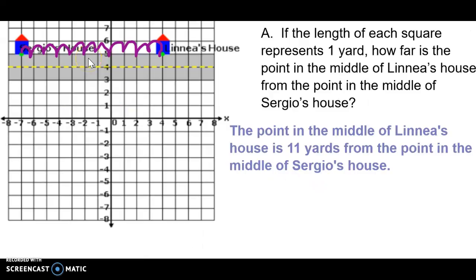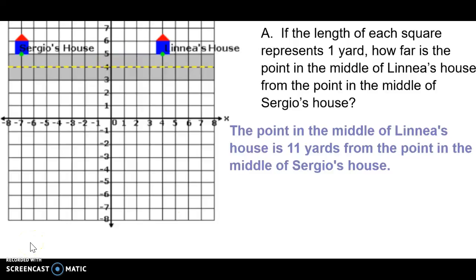So since there are 30 instructional days left until K-Prep, we want to be making sure that we're producing proficient distinguished work at all times. So to answer this question, I have to restate. And with that, I did the point in the middle of Linnea's house is 11 yards from the point in the middle of Sergio's house. The reason I'm doing 11 yards and not 11 units is because they already told us the unit of measurement they wanted us to use, which is 1 yard.